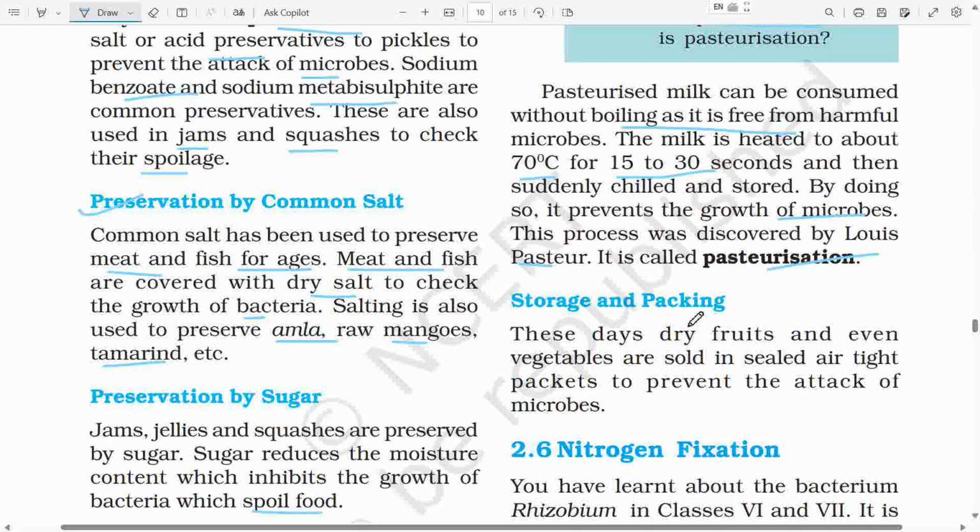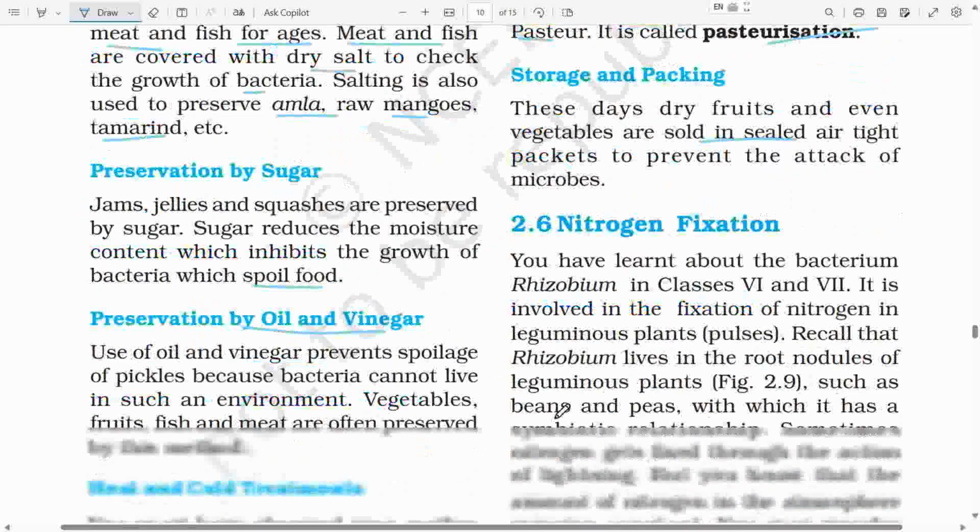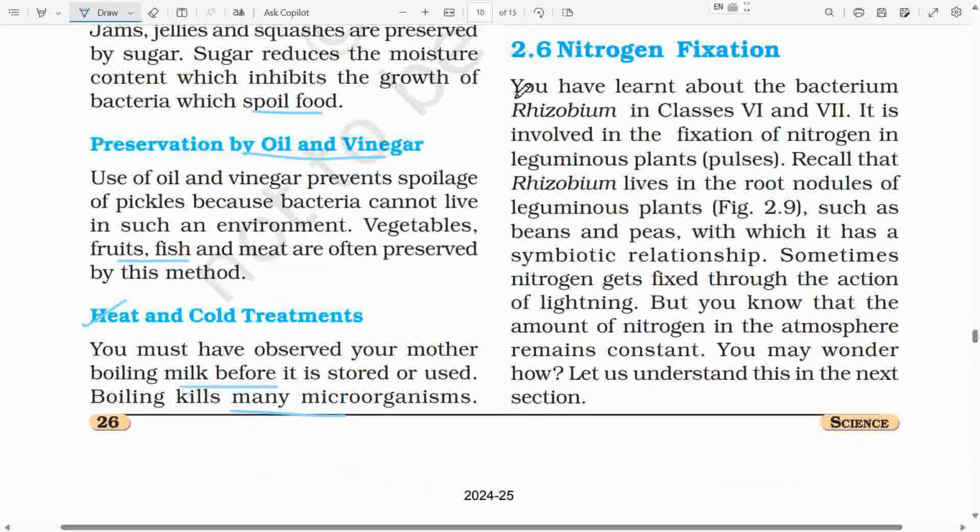Storage and packing. These days, dry fruits and even vegetables are sold in sealed airtight packets to prevent the attack of microbes. 2.6. Nitrogen fixation. You have learnt about the bacterium rhizobium in class 6 and 7. It is involved in the fixation of nitrogen in leguminous plants, pulses. Recall that rhizobium lives in the root nodules of leguminous plants, as shown in figure 2.9, such as beans and peas, with which it has a symbiotic relationship.